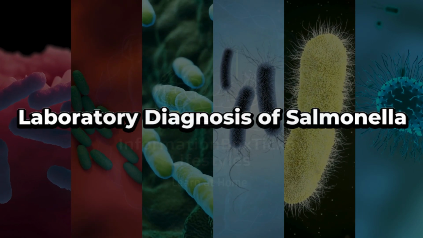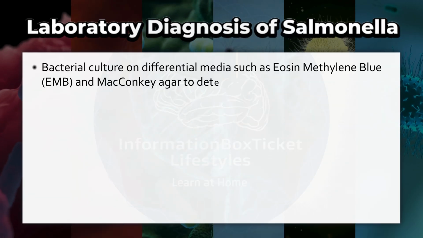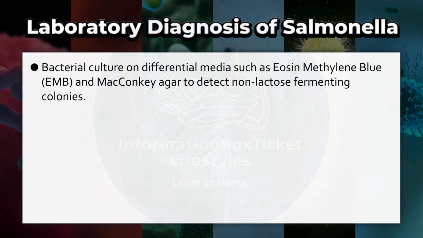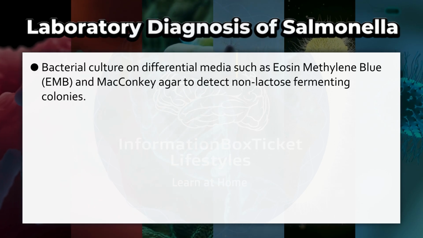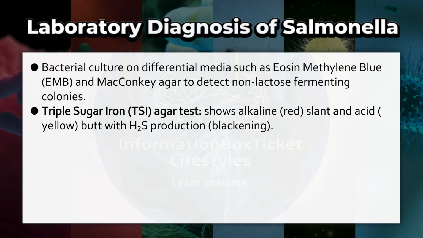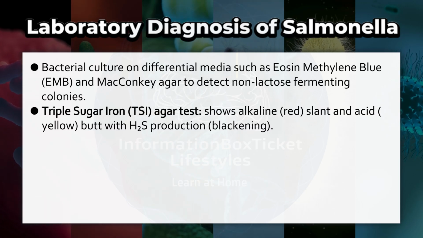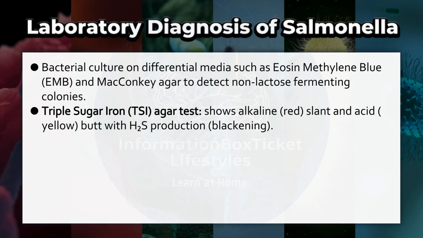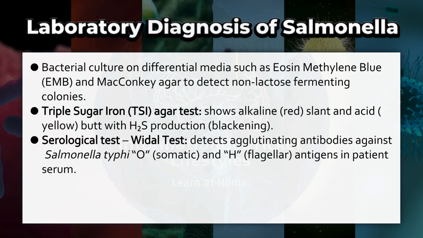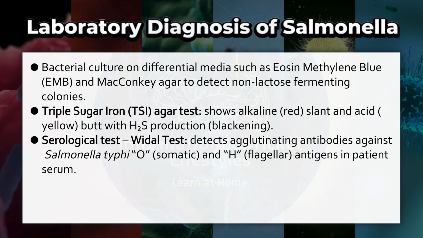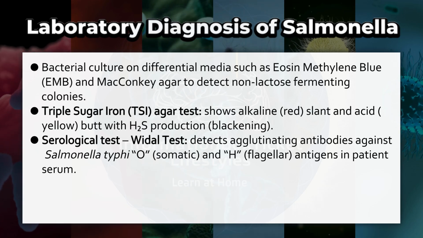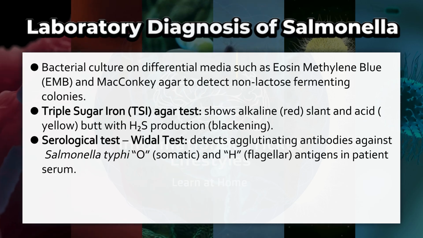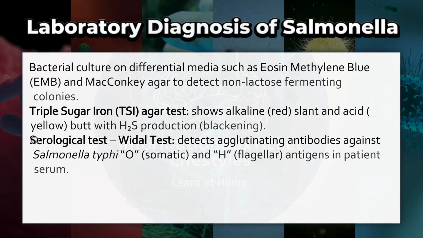Laboratory diagnosis of Salmonella. Bacterial culture on differential media, such as eosin methylene blue, EMB, and MacConkey agar, to detect non-lactose fermenting colonies. Triple sugar iron, TSI, agar test, shows alkaline, red, slant, and acid, yellow, butt, with H2S production, blackening. Serological test, Widal test, detects agglutinating antibodies against Salmonella typhi O, somatic, and H, flagellar, antigens in patient serum.